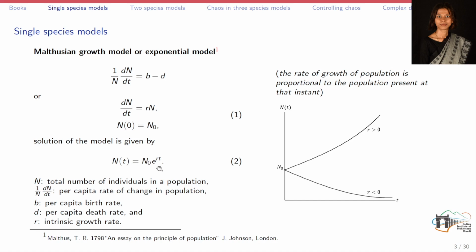So what is the nature of this particular solution? We can see very easily from this picture as well. The solution grows exponentially when r is positive. Whereas when r becomes negative, then there is a decay, and that decay too is exponential for a negative intrinsic rate of growth. So this was the very first model known as the Malthusian model, proposed in 1798 by Malthus. The details of this can be found in this paper.